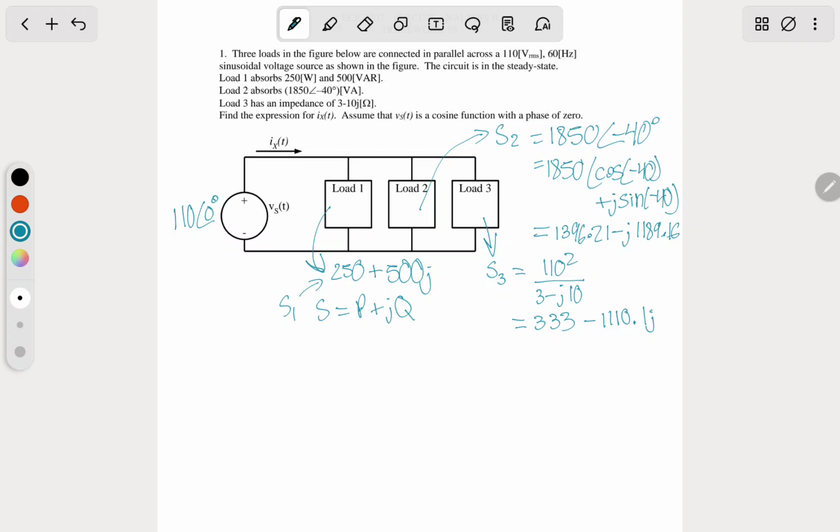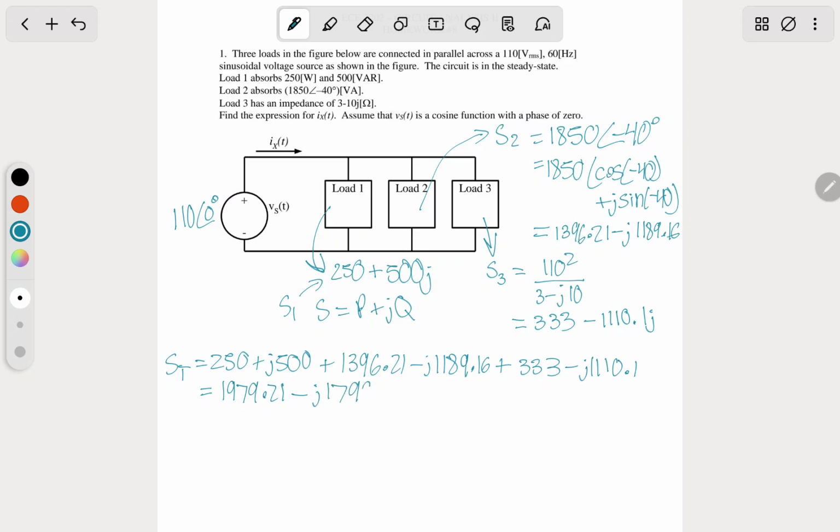The total complex power equals 250 plus imaginary 500, plus 1396.21 minus imaginary 1189.16, plus 333 minus imaginary 1110.1, which gives us a total of 1979.21 minus imaginary 1799.26.